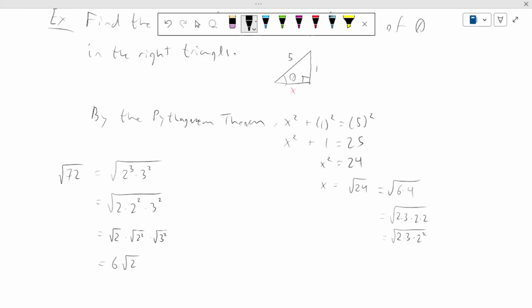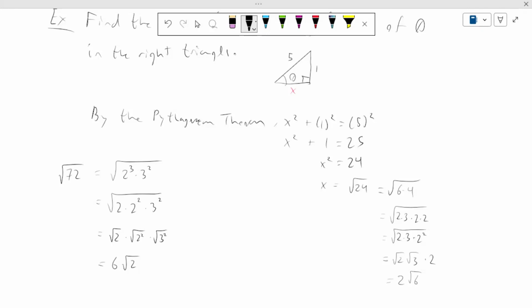And now this is the same thing as the square root of 2 times the square root of 3 times the square root of 2 squared, which is just 2. I can't simplify the square root of 2 and the square root of 3 though, so this is just 2 times the square root of 6. I'll write it that way instead. And that's as much as I can simplify that one.